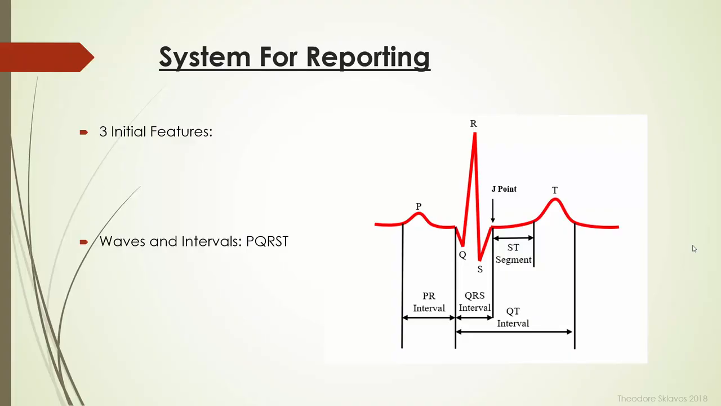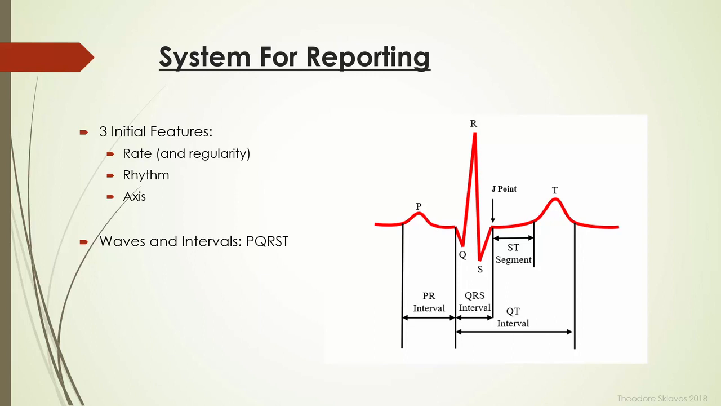So whenever you're interpreting an ECG, it's always important that you have a system so that you avoid missing things that are subtle. Now, the system that I recommend is this one here, and that is that you start by looking at the 3 initial features, okay, and that's the rate, the rhythm, and the axis. I'd also mention you should comment on whether or not it's regular or not. I throw that in with rate.